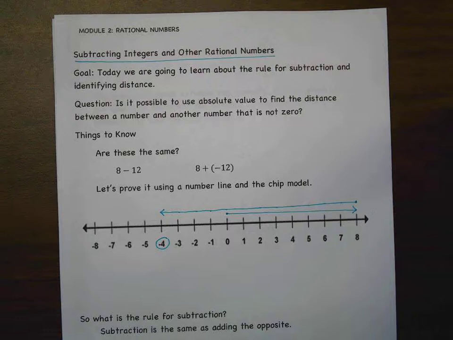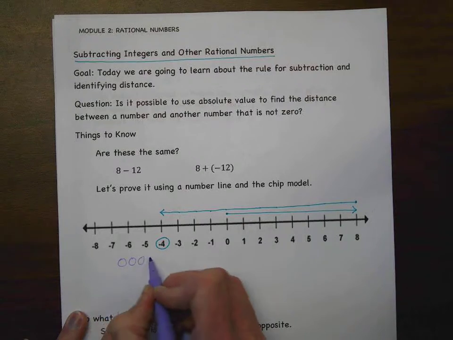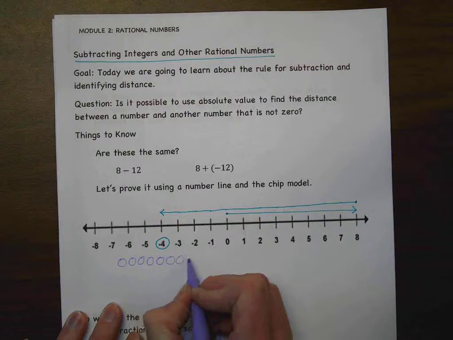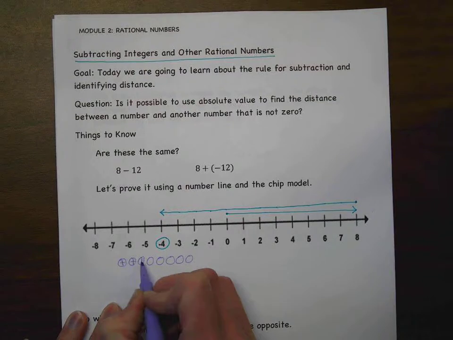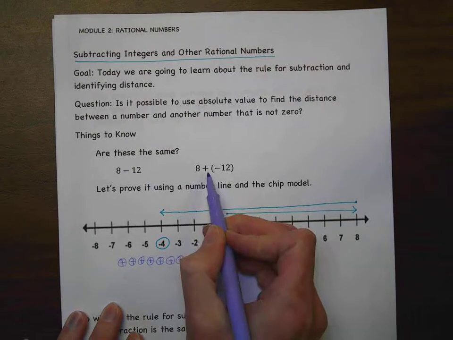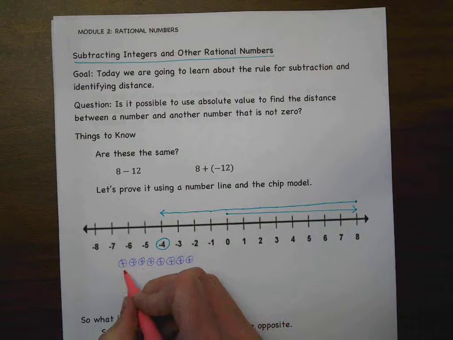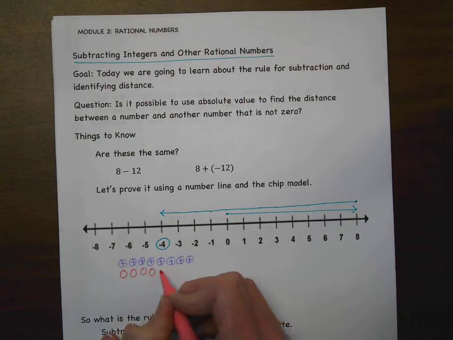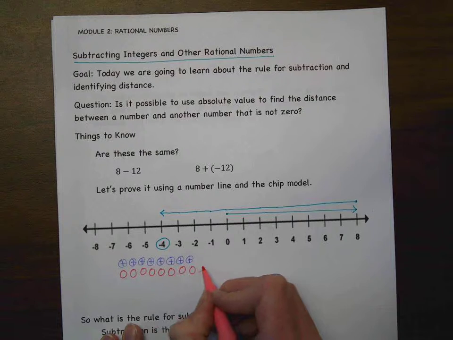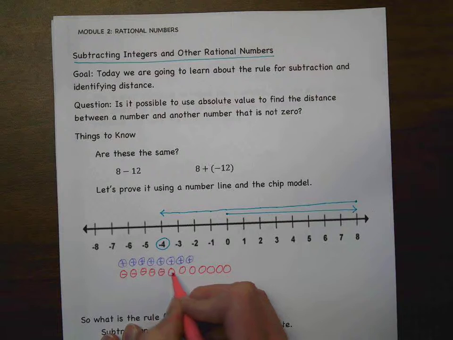Now we're going to work on the chip model. I will change colors so we can do that. According to this one, we have 8 positive chips: 1, 2, 3, 4, 5, 6, 7, 8. Then it says plus 12 negative chips. So let's try 12 negative chips: 1, 2, 3, 4, 5, 6, 7, 8, 9, 10, 11, 12. All of these are negatives.